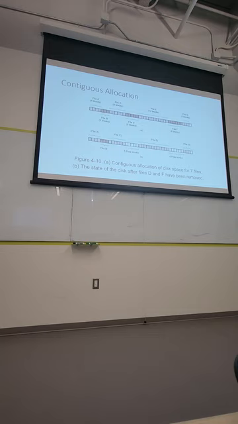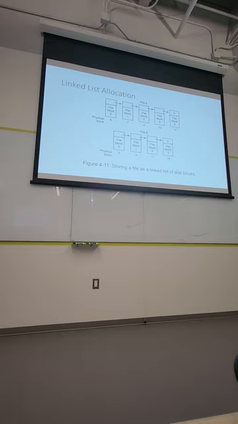So, again, there's our contiguous, our compaction. Linked list allocation is a way to do that, right? And so you just have this, my file, my block, at the very beginning of every block is the, hey, where's the next one? Or, this is the end.